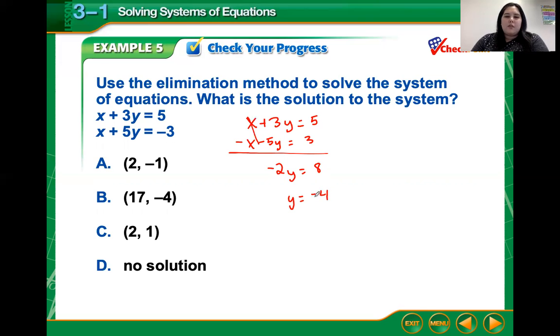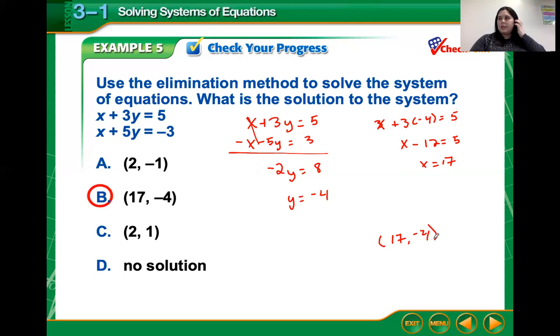So since y is negative 4, I'm going to go ahead and do x plus 3 times negative 4 equals 5. So x minus 12 equals 5. And I get x equals 17. So my solution is 17, -4. So our answer again is B. So we do have that.